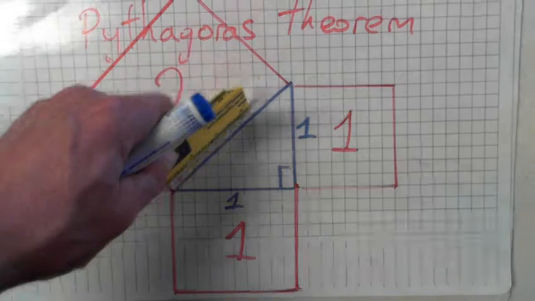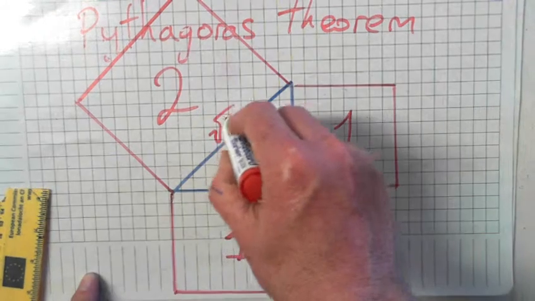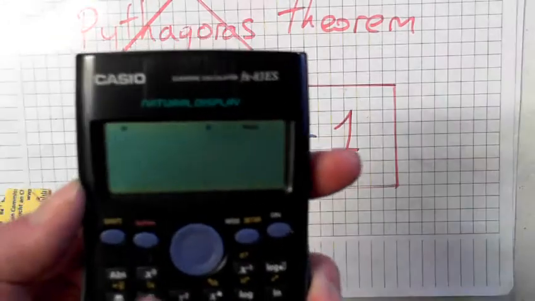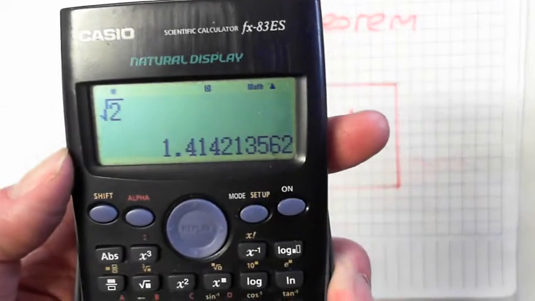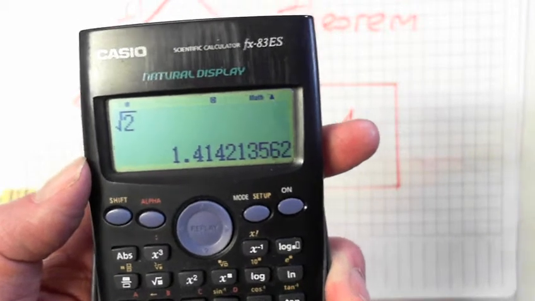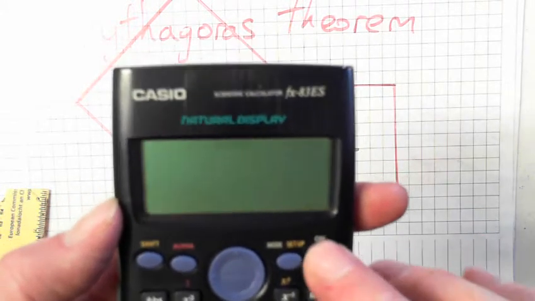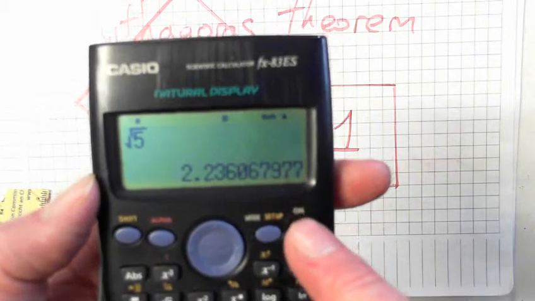What's the length of this side? So that's the area, so it's the square root of 2. So the length of that side is the square root of 2. Square root of 2 is a surd. It means a surd is a number that you cannot easily write as a fraction. For example, the square root of 2 is equal to 1.4142135662. You can't write that as a fraction very easily. Another surd would be the square root of 3, and the square root of 5, square root of 7, square root of 11.